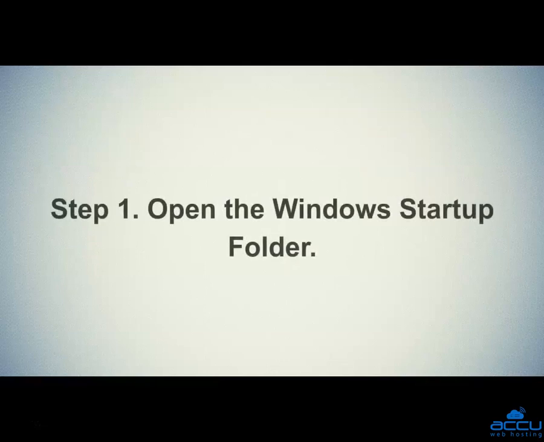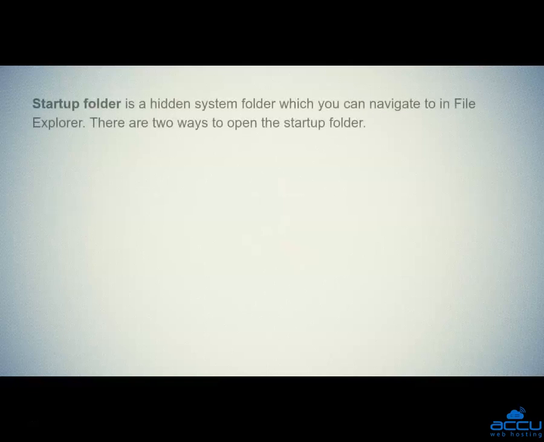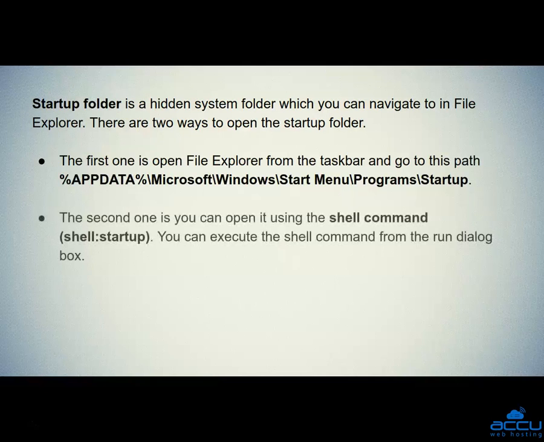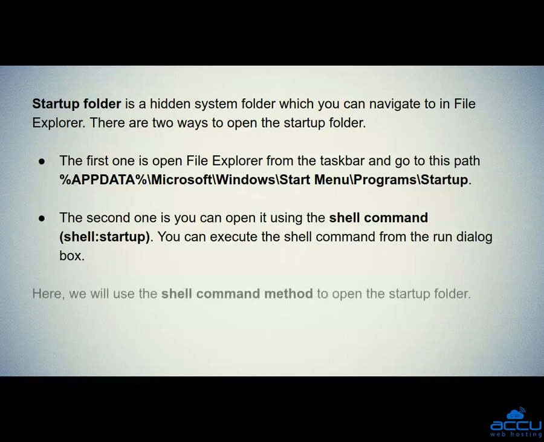Step 1. Open the Windows Startup folder. The Startup folder is a hidden system folder which you can navigate to in File Explorer. There are two ways to open the Startup folder. The first one is to open File Explorer from the taskbar and go to this path. The second one is to open it using the shell command. You can execute the shell command from the Run dialog box. Here, we will use the shell command method to open the Startup folder.